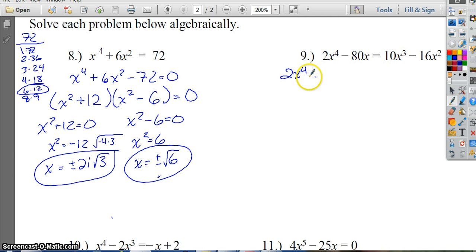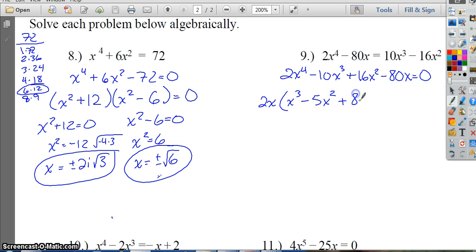Set this equal to 0. I've got to move this over. Notice I'm writing the x cubed next, followed by my 16x squared minus 5x, so they're in standard form. I can pull a GCF of 2x out. It makes your life easier. That'll leave me with x to the 3rd minus 5x squared plus 8x minus 40. So 2x I can set equal to 0 and be finished with it. So x is 0. And I'm going to factor what's in here.